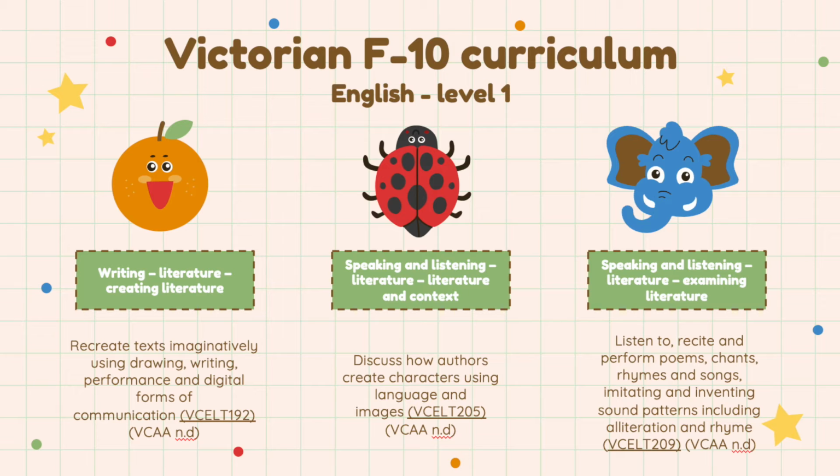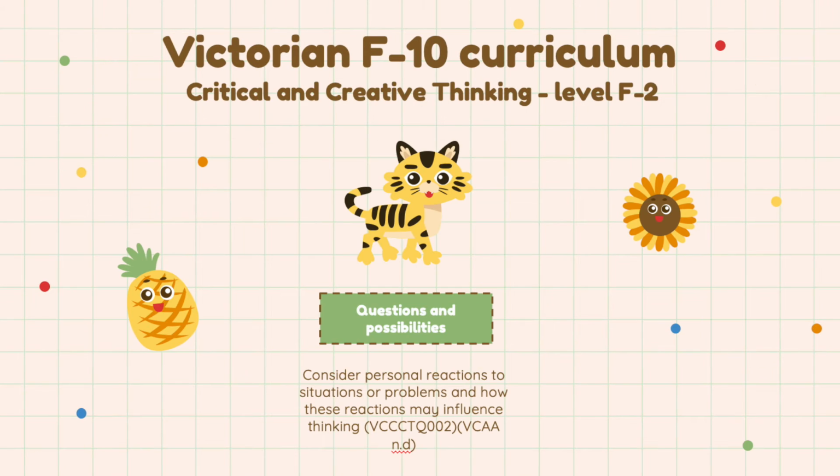Listen to, recite, and perform poems, chants, rhymes, and songs, imitating and inventing sound patterns, including alliteration and rhyme. This links to the poetry side of the activity, and by getting the students to listen to and express where the rhyming words are and repeating the story as a class. Consider personal reactions to situations or problems and how these reactions may influence thinking. This connects with the activity where students identify characters' feelings, where they consider their own personal reactions if they were the characters in the story.